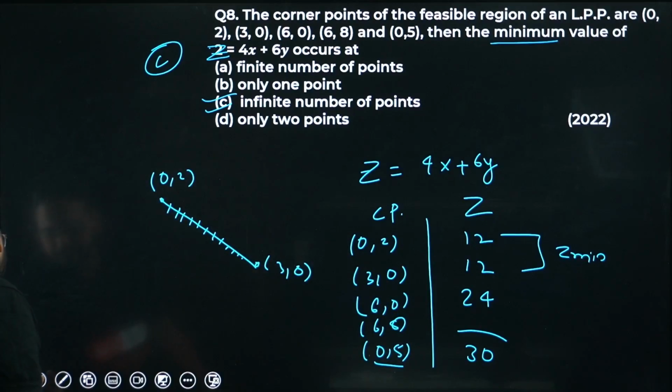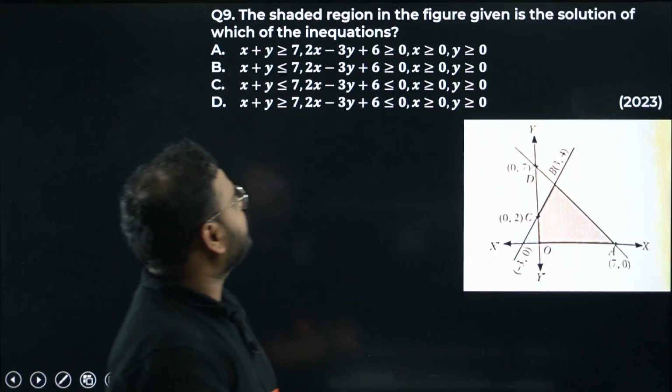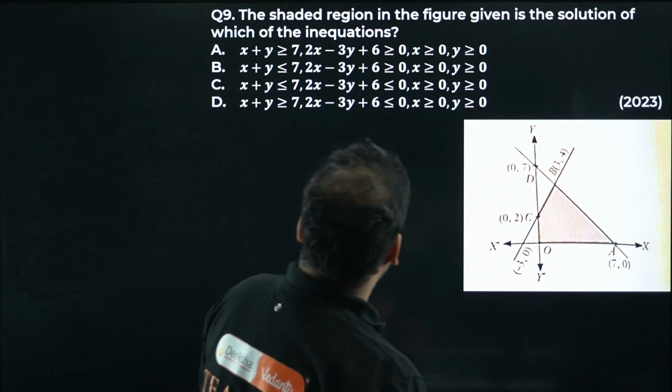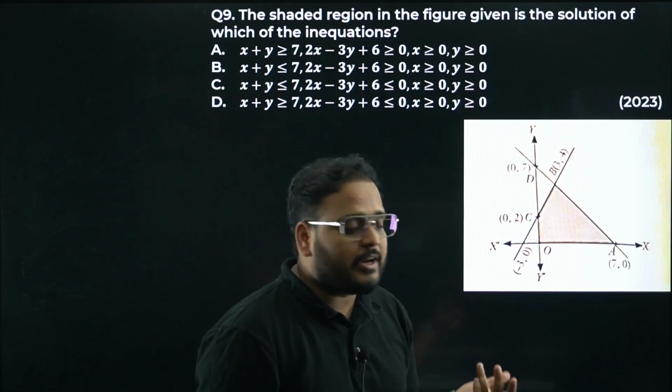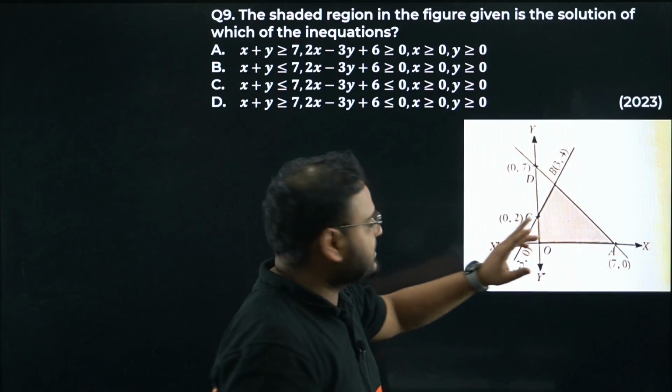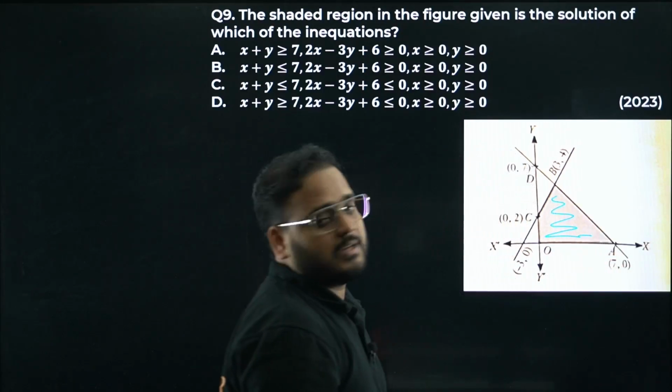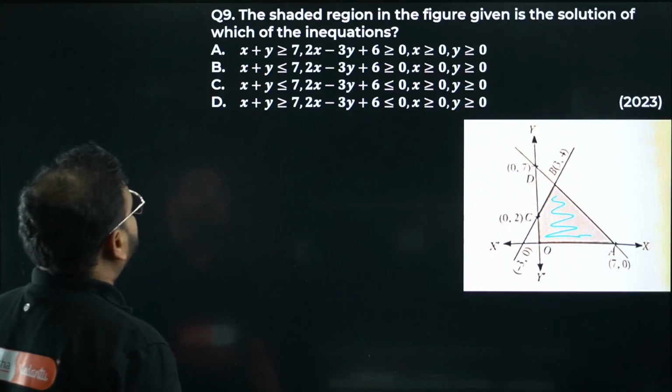Ninth question now. The shaded region in the figure given is the solution of which of the inequations? Again, you have to look for the inequality only. Please check. I hope the reason is clear to you. This is the feasible region. Let's move on to find the optimal solution.